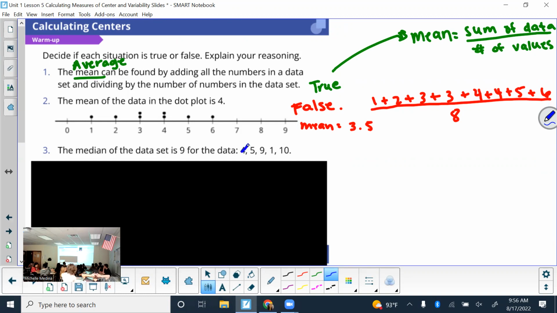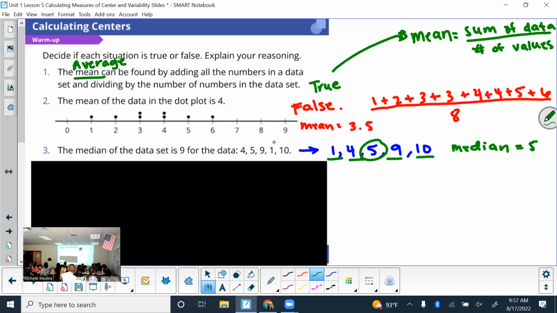Can I just go left, right, left, right? What do I have to make sure about the numbers first? That they're in numerical order, least to greatest, like how do you count? So 1, 4, 5, 9, 10. And now you can do the left, right. There's one number in the middle. Our median is actually 5. Not 9. So this one was false.